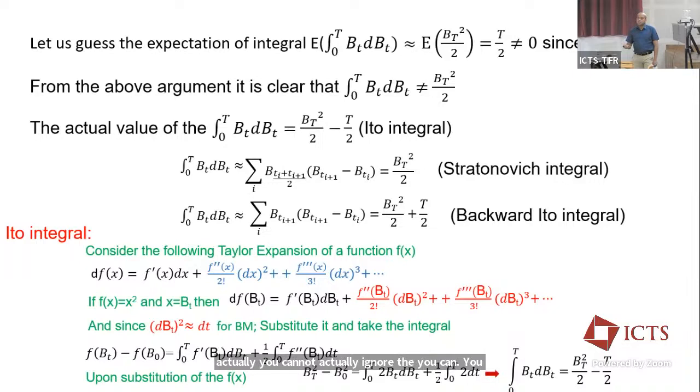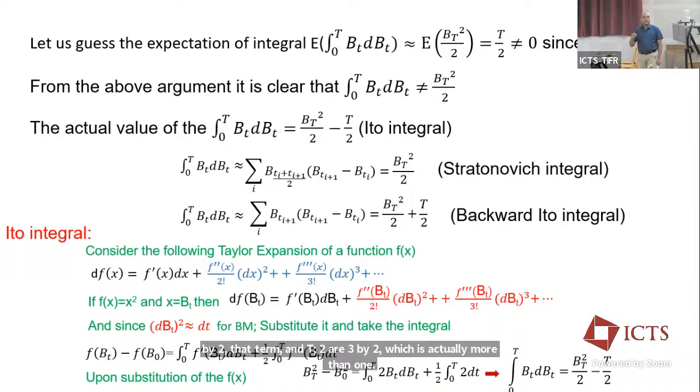So you cannot ignore that term. If we are not ignoring that term, ultimately it will give you this term. And after that, dB squared, which basically is the square root of t multiplied by dB. Ultimately it will give you t to the power 3/2, and t to the power 3/2 is actually more than 1. So this order of t is more than 1, so it is even smaller, and you can discard it from there.